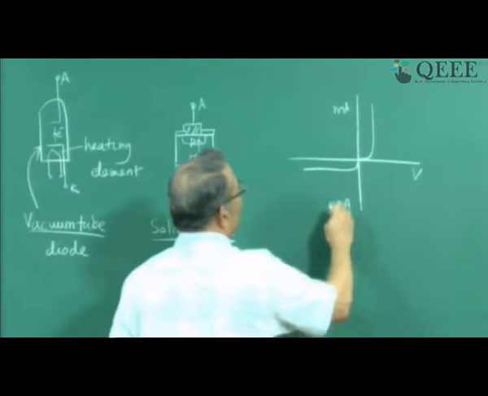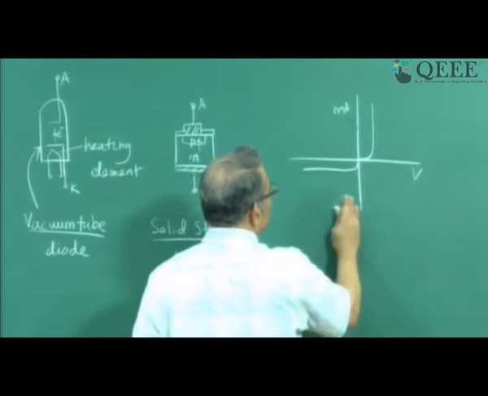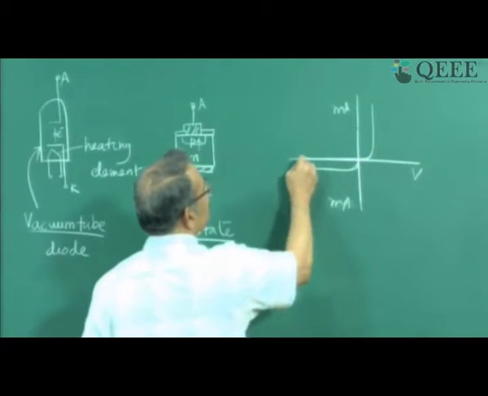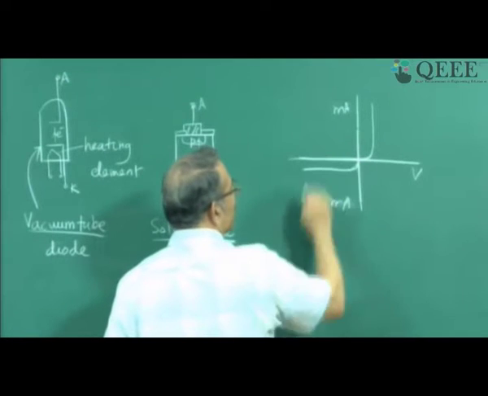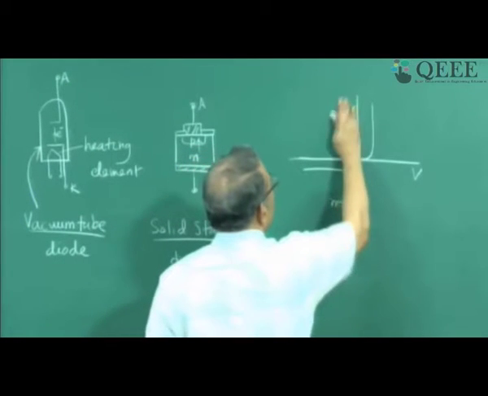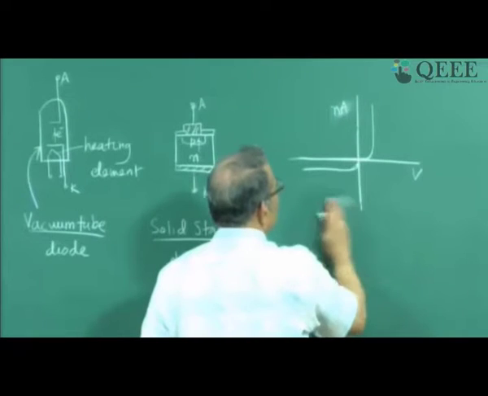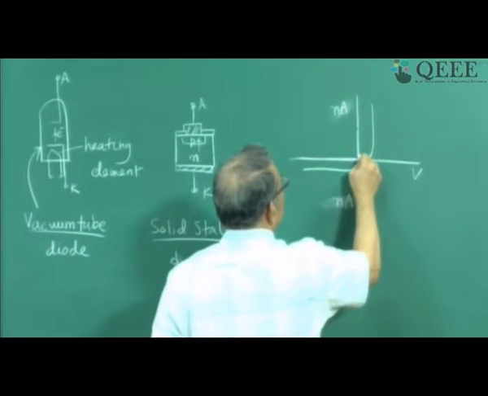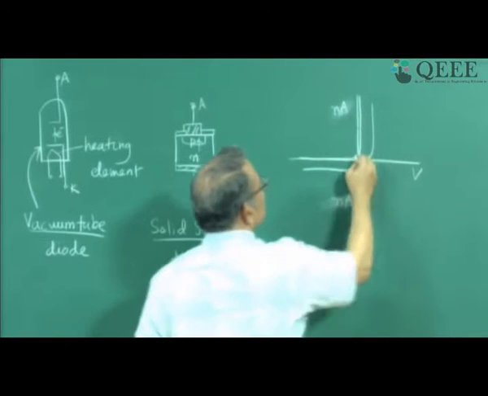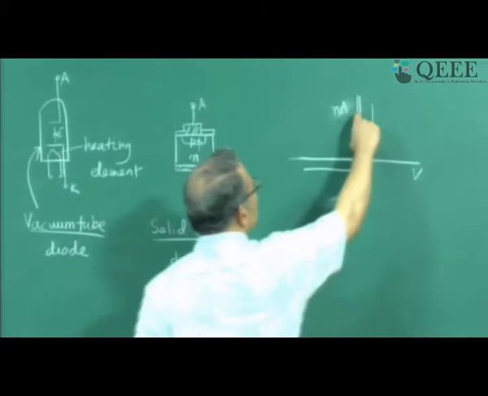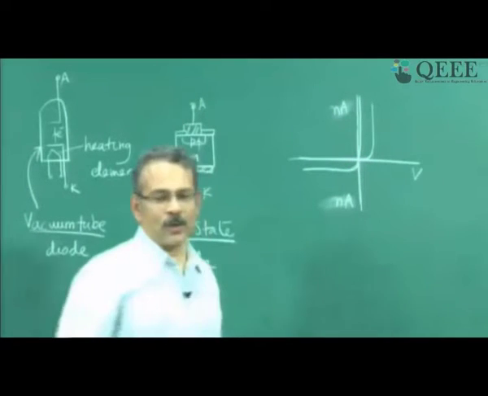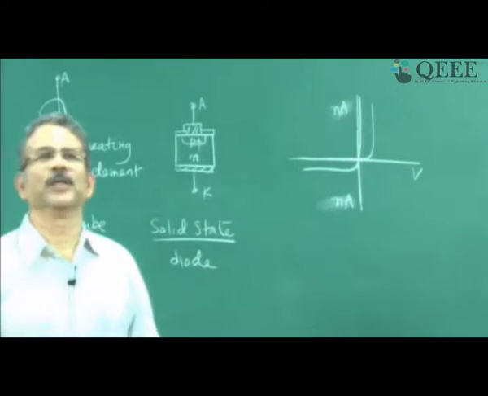If I make this also milliamperes, then the curve will not go like this, it will simply go like this, because this nanoampere cannot be seen. If I make both vertical and horizontal as nanoamperes, then I will see this curve, and here this curve will go up like this, because when current is nanoampere, voltage is very small. So students should pay particular attention to this.